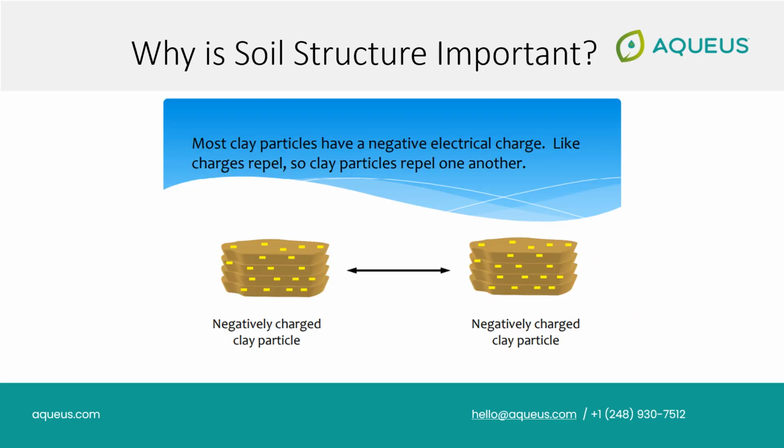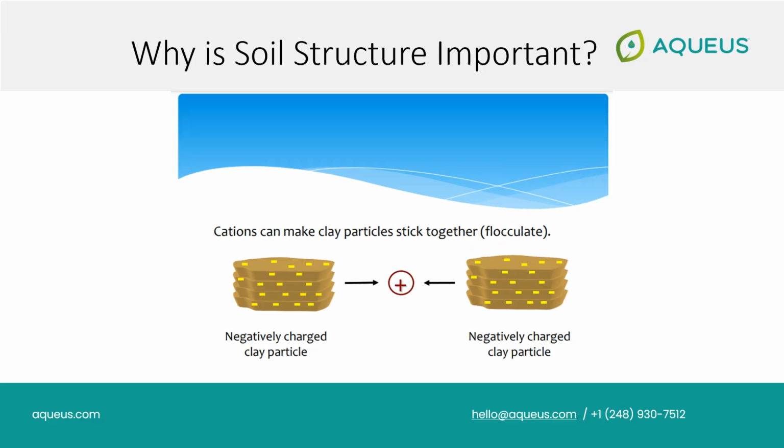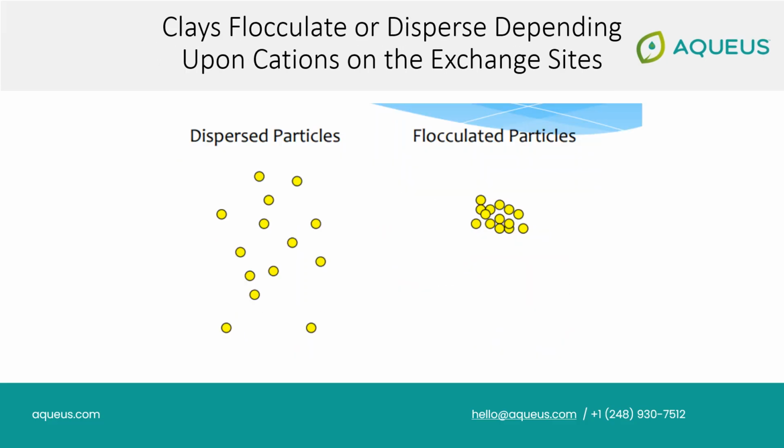So why is soil structure important? This is what I was just talking about. Clay particles have a negative charge and they'll repel each other. That is not a good condition. If we have clay particles that repel each other, we're not going to have structure. But if we have something that binds them together, like a cation that will flocculate or make a bridge between them, then we can have aggregation. That's an overgeneralization, but that's kind of the reason why.